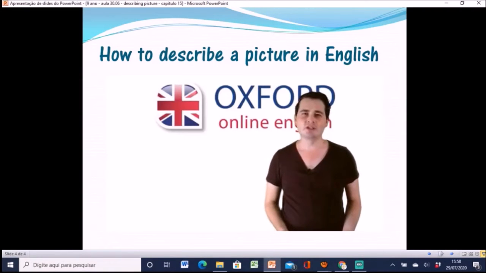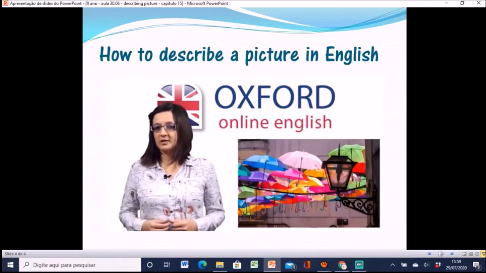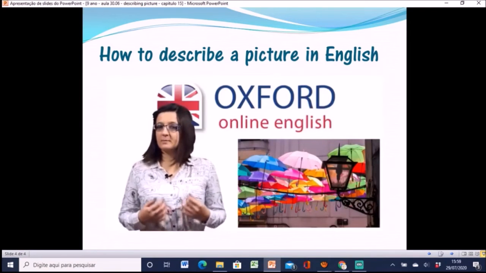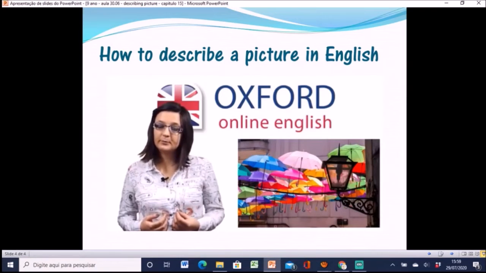Speculating means talking about possibilities. For example, look at this picture. Think about some questions. Why are the umbrellas there? Who put them there? By trying to answer questions like this, you are speculating. You're talking about possibilities and giving your opinion about the picture.